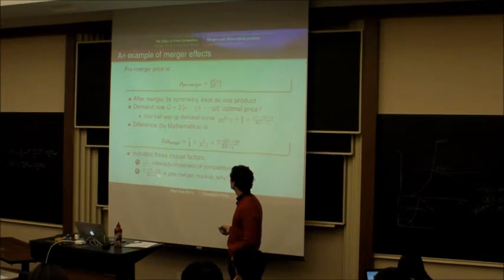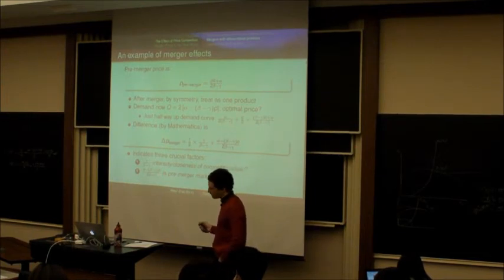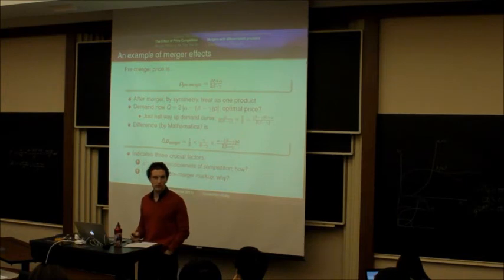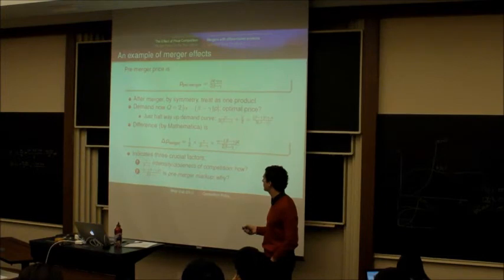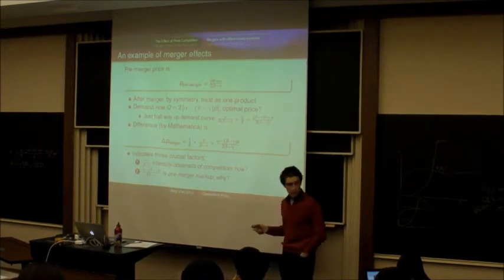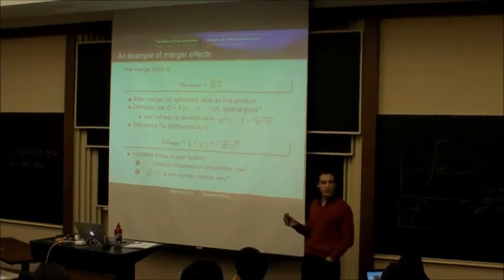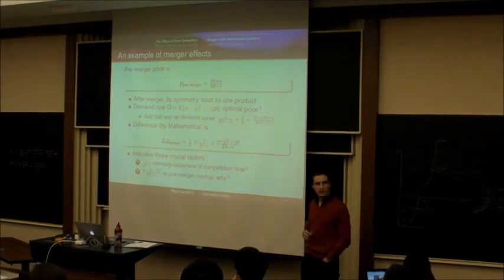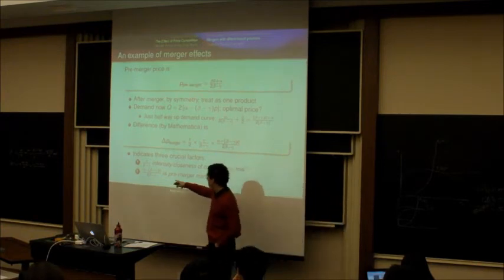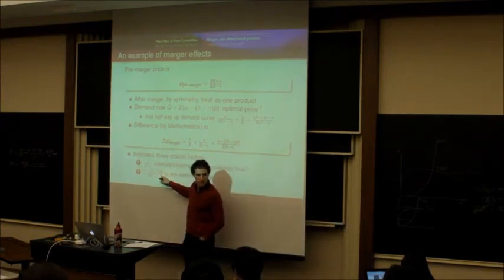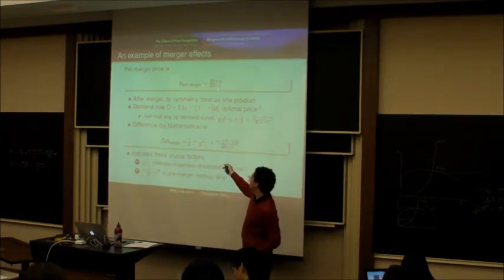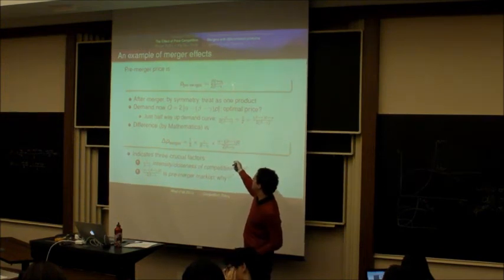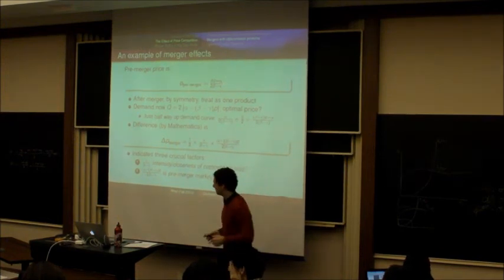So why is this thing the pre-merger markup? Joshua? Why is this thing the pre-merger markup? We have the pre-merger price up here. Pre-merger markup is pre-merger price minus cost, right? So why is this quantity here the pre-merger markup? Well, here's the pre-merger price. If we subtract cost off from that, right?